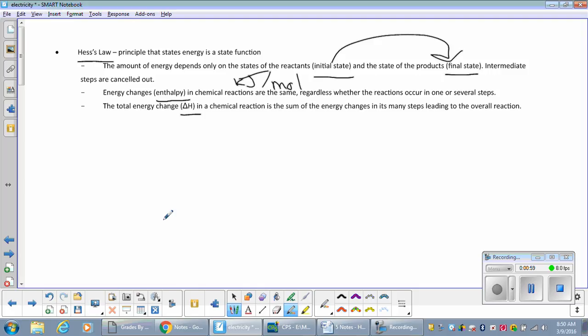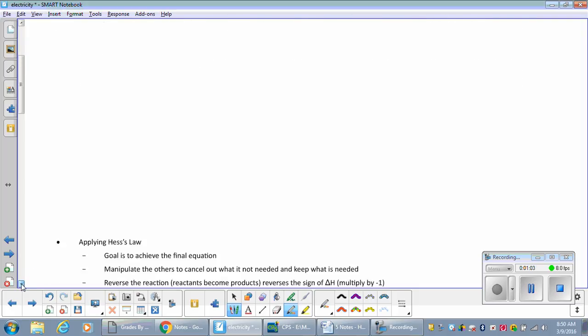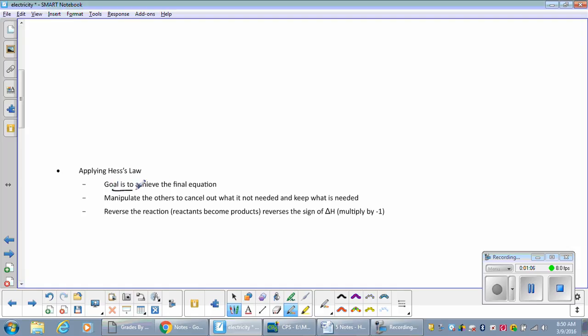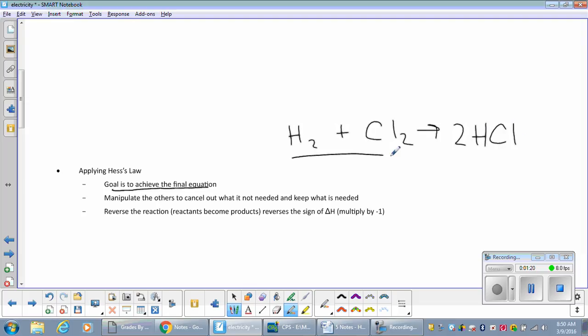So we are going to be applying that. While applying Hess's law, the goal is to achieve the final equation. So if we have a reaction, for example, H2 plus Cl2 yields HCl, this may not actually happen in just one step. There might be a few intermediate steps that get canceled out. And so Hess's law takes a look at that. We might have to manipulate the other fundamental steps.